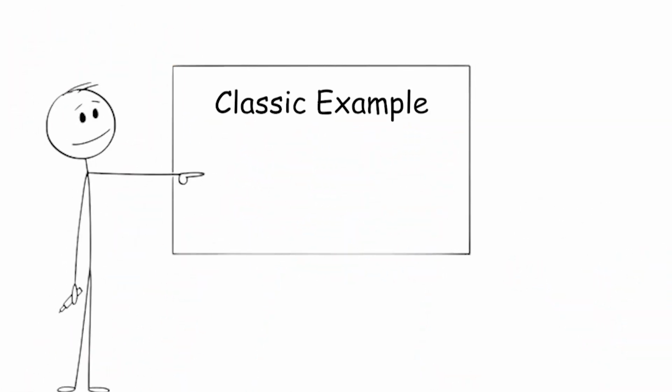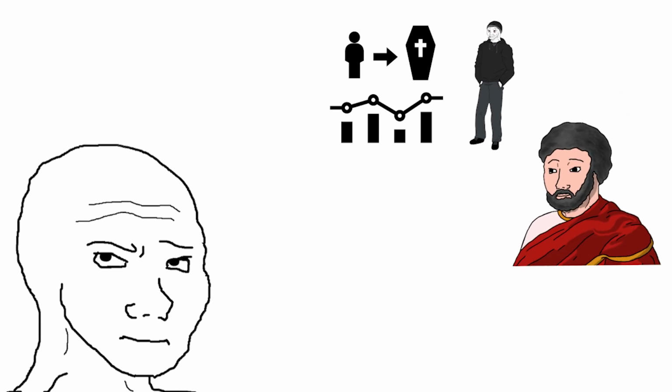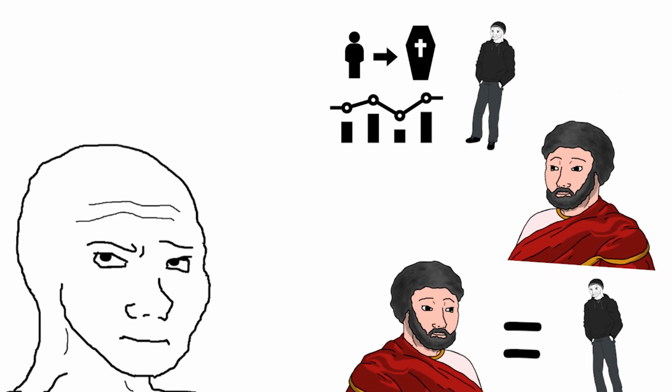Imagine this classic example. All humans are mortal, premise 1. Socrates is human, premise 2. Therefore, Socrates is mortal, conclusion.